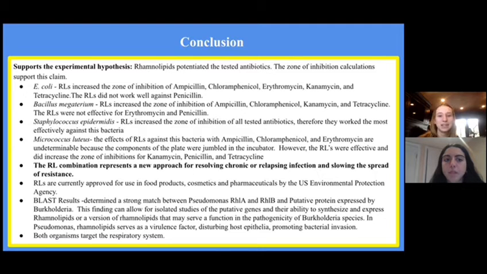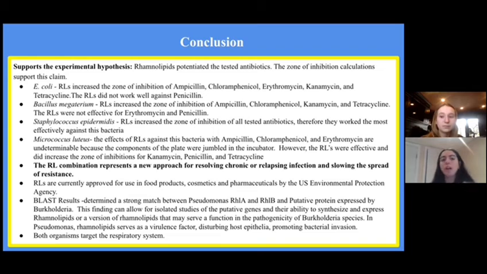Rhamnolipids potentiated the tested antibiotics, and the zones of inhibition calculated for each bacteria support this claim. For E. coli, the rhamnolipids increase the zone of inhibition for all antibiotics except penicillin. For Bacillus megaterium, the rhamnolipids increase the zone of inhibition for all antibiotics except erythromycin and penicillin. The rhamnolipids were the most effective against Staphylococcus epidermidis. For Micrococcus luteus, the effects of rhamnolipids with ampicillin, chloramphenicol, and erythromycin were undeterminable because the components of the plate were jumbled in the incubator. However, the rhamnolipids were still effective and did increase the zone of inhibition for kanamycin, penicillin, and tetracycline.